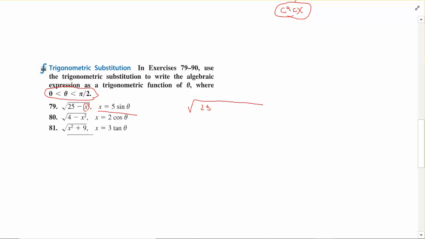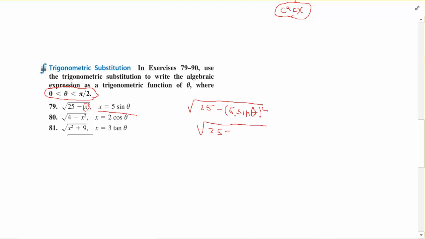25 minus parentheses 5 sine theta quantity squared. Well, that is equal to the square root of 25. Keeping in mind, we can't take the square root of any part of this right now because this is 2 terms. Well, 2 terms can't be square rooted easily. We end up with really nasty radicals.